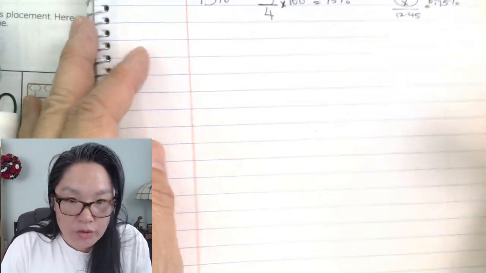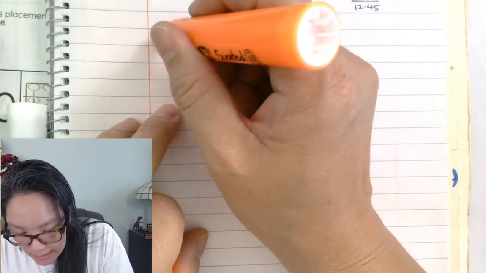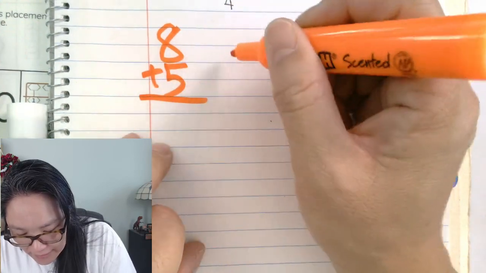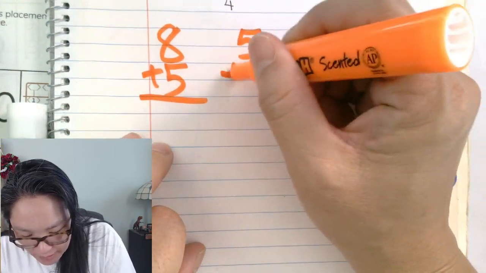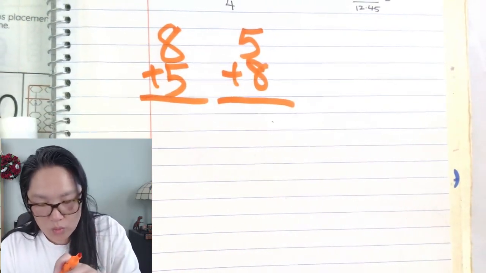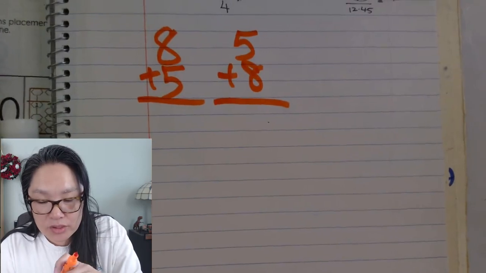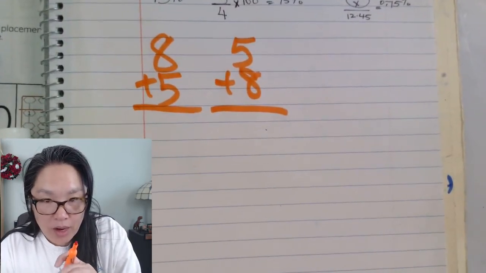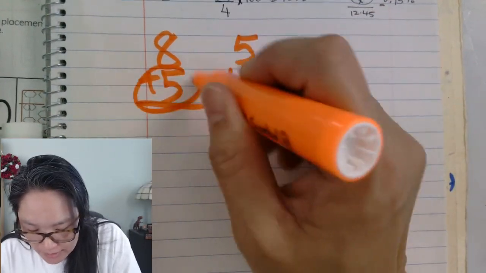I got it. So one of the parents was like, you know what? Because they were just starting to do abacus. And they're like, oh, you know what? Isn't 8 plus 5 the same as 5 plus 8? And I'm like, well, yes, but no. Why? Because now we're starting to get into some more problems. The problem is the second add-in.